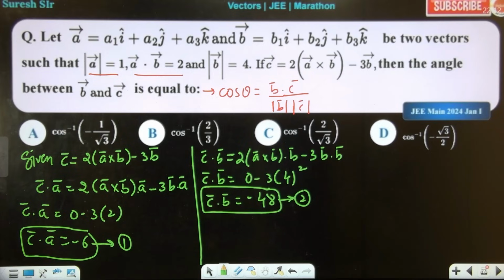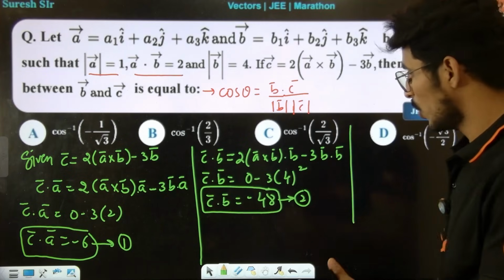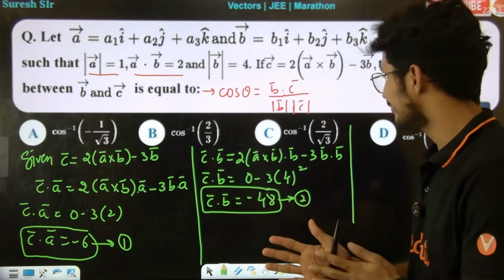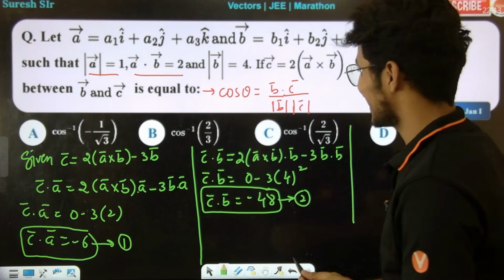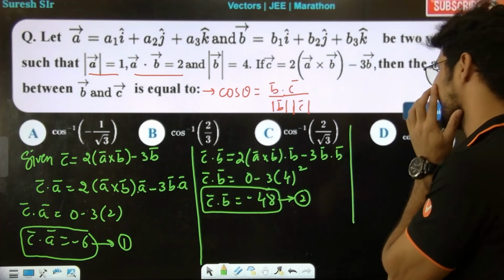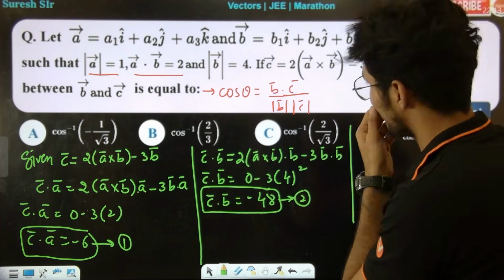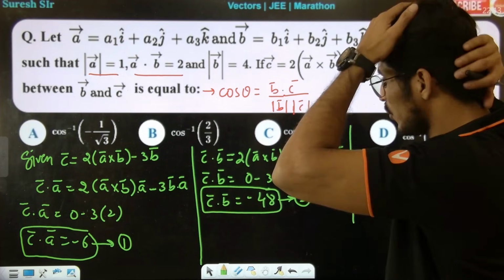Minus 48. Sir, fine. Now I'll do one thing. I got C dot A, I got C dot B. Fine. Very good. Now one more result I want. But what is the magnitude of B? How do you find that? For that we really need to find the B vector, right? So for that I'll do one thing.